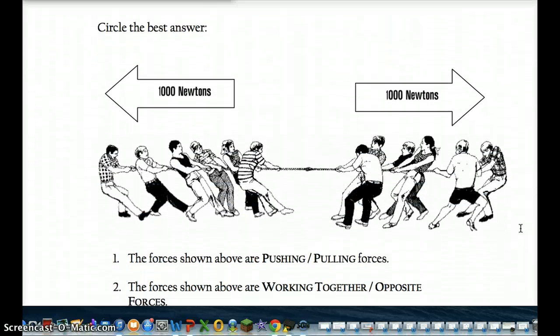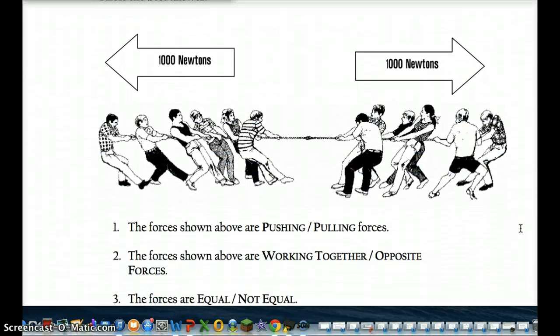Now, when you're looking at this diagram, we have 1,000 newtons. Those people on the left are pulling with 1,000 newtons, and on the right, they're also pulling with 1,000 newtons. So are we going to get a winner in this tug of war? No, right? We have to decide, are they pushing or pulling? That's the first thing we have to decide. Are these guys pushing or pulling?